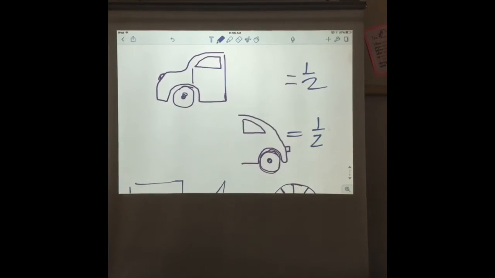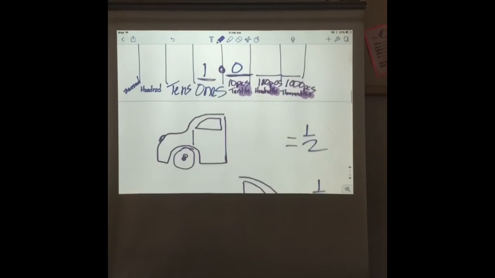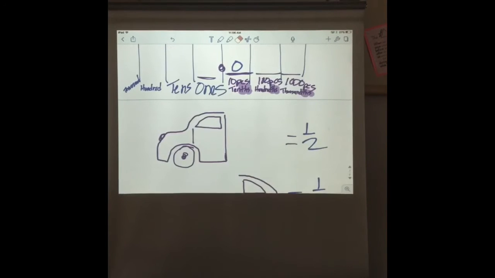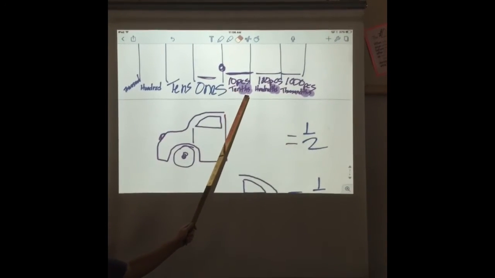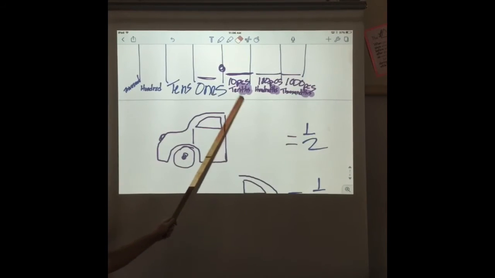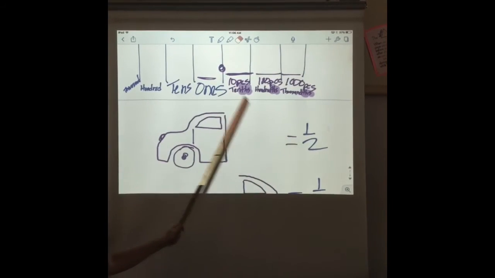But here's my question. How would I show a half of a car up in my place value chart with a decimal? Well, that's what we're going to figure out. We're going to figure out how we write a half as a decimal. Okay? Here we go.